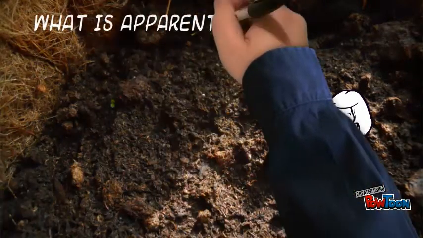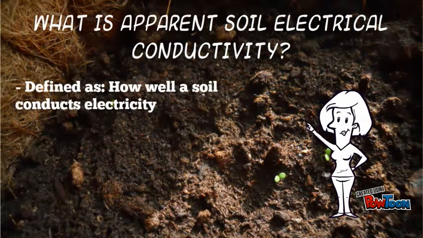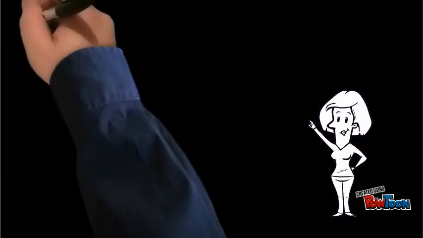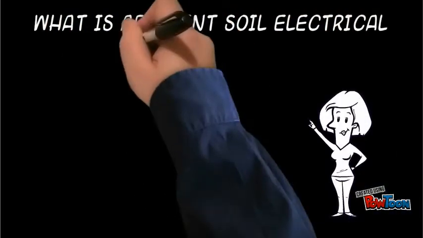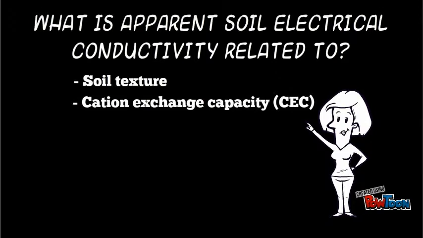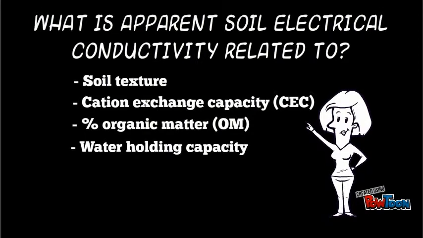So, what is apparent soil electrical conductivity? It is defined as how well a soil conducts electricity. It is usually measured in millisiemens or decisiemens, which are the standard units for materials conductance. Soil EC has been found to be related to several soil properties such as soil texture, cation exchange capacity, percent organic matter, and water holding capacity, all of which affect yield.